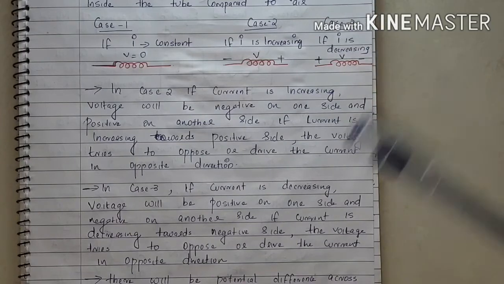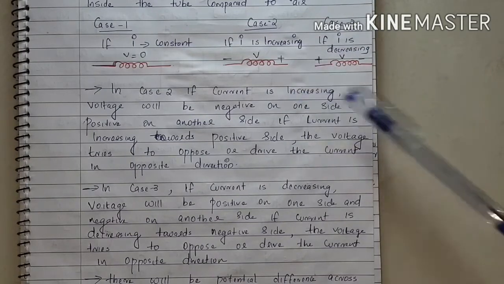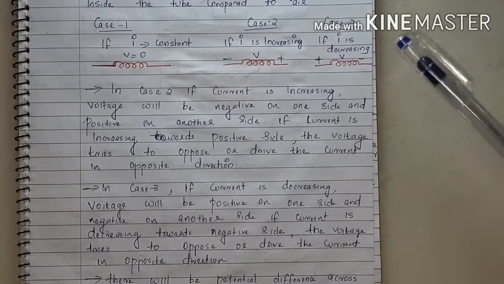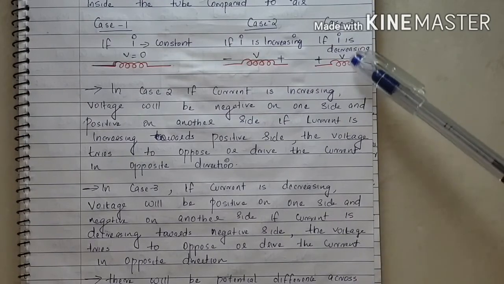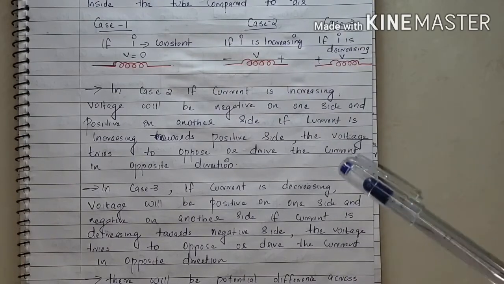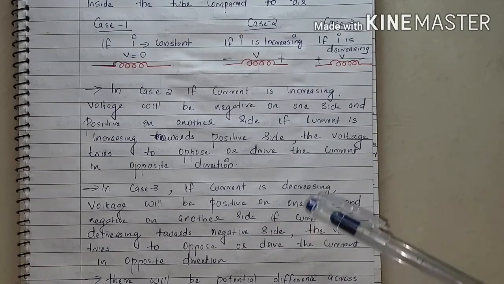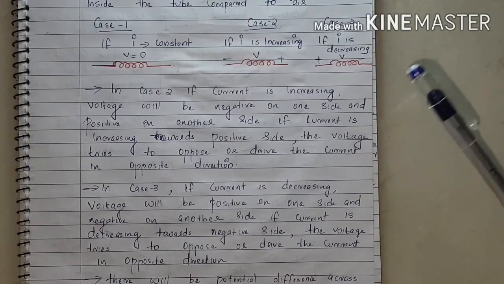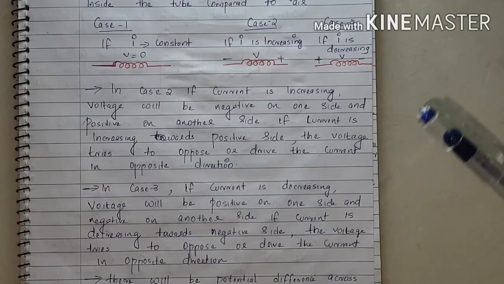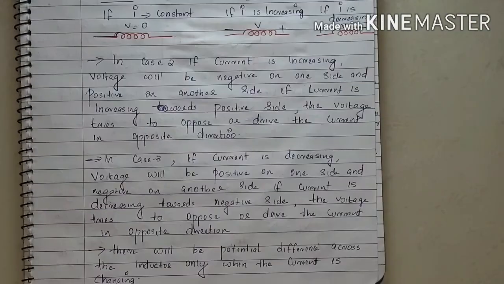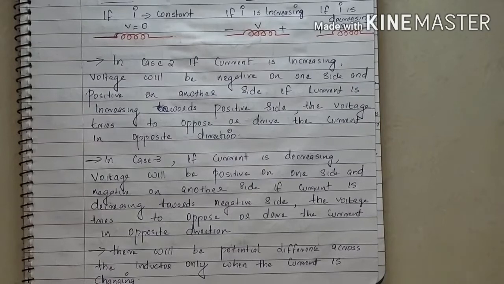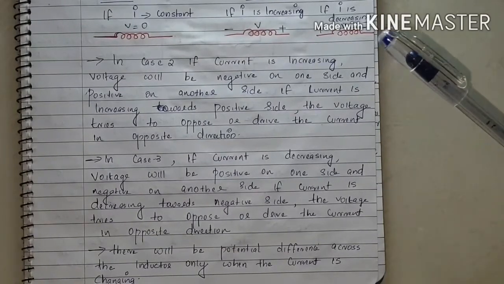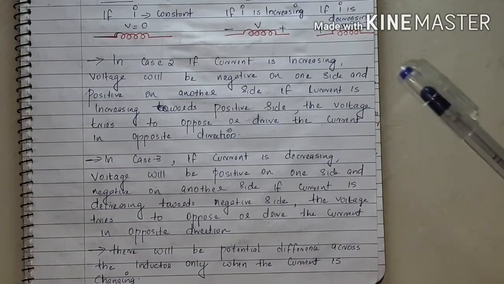In case 3, if current is decreasing towards the negative side, voltage will be positive on one side and negative on the other side. That is, voltage tries to oppose or drive the current in the opposite direction. There will be a potential difference across the inductor only when the current is changing.